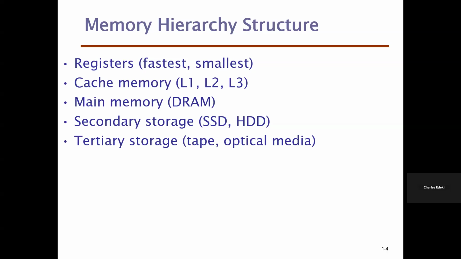So when we say speed, it means fast access for the CPU. When we say cost, of course, cheaper storage. Then when we say capacity, it's the size, the amount of data it can hold.